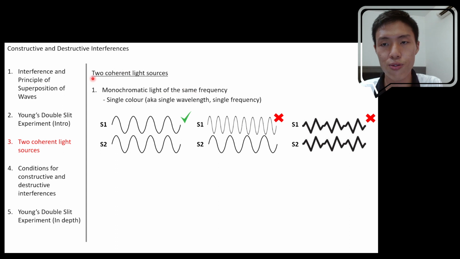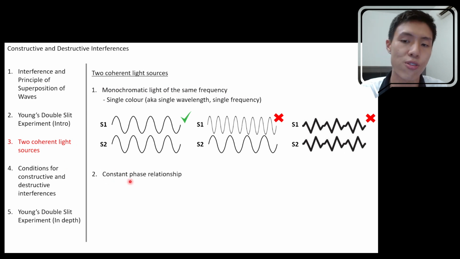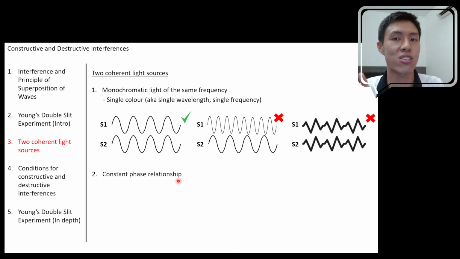So if you want two coherent light sources, your two sources should have pure sinusoidal waves emerging from them, and they should have the same wavelength. That's the first element of coherence, which is monochromatic light of the same frequency. The second element is that you need a constant phase relationship. Phase relationship doesn't mean in phase. It means who is lagging and who is leading. That relationship has to remain constant throughout the experiment.